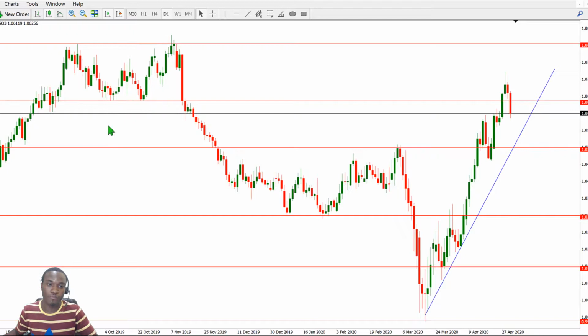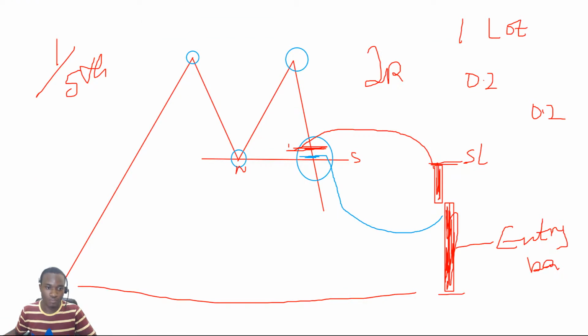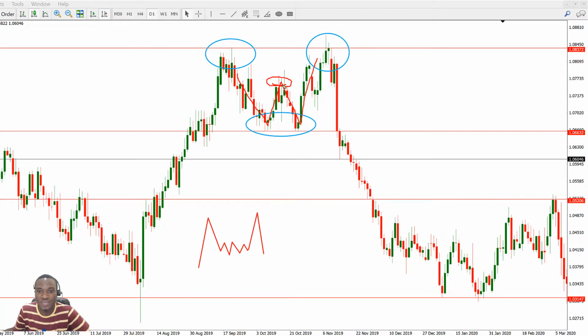Here is a double top formation right here. This is the first top, the second top right here, and then here is the neckline. You can see this is an inverted double top. This is a double bottom right here inside a double top.